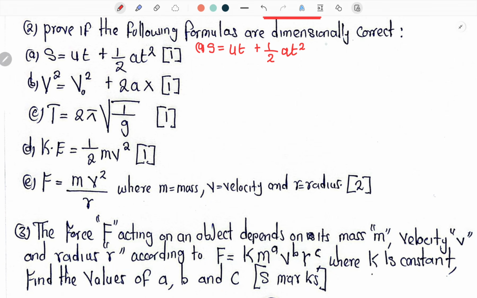What are the dimensions of your displacement? It is simply capital letter L. So we say this is going to be our left-hand side. So on our left-hand side, we have capital letter L. Let's go to the right-hand side.